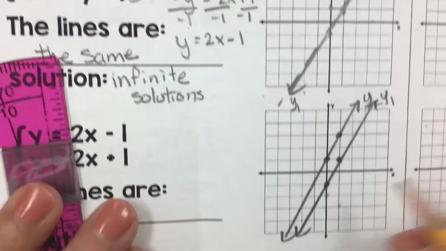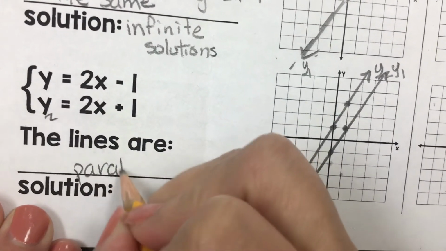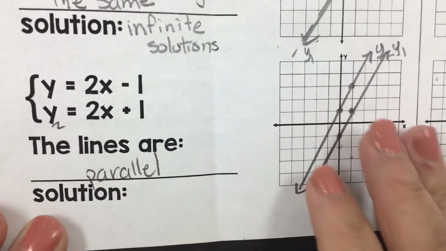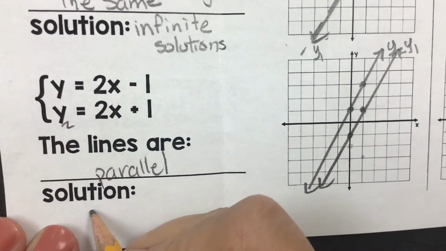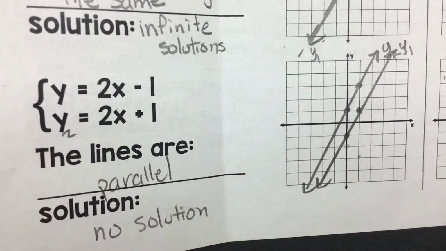So this is y1. That means that they're parallel. These lines are parallel, and they have no intersection. That means they have no solution. You can also write none.